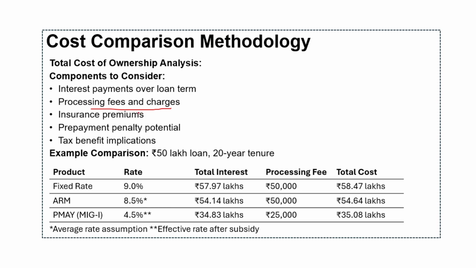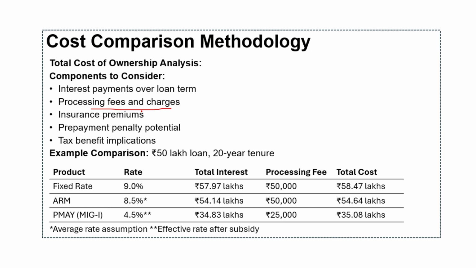Insurance premiums for property and life coverage, often mandatory for mortgage approvals, add ongoing cost that differs between lenders and programs. Prepayment penalty potential affects future flexibility, while floating rate home loans cannot charge prepayment penalties as per RBI regulations. Some fixed rate and specialized products may include penalties affecting refinance or early payoff strategies.